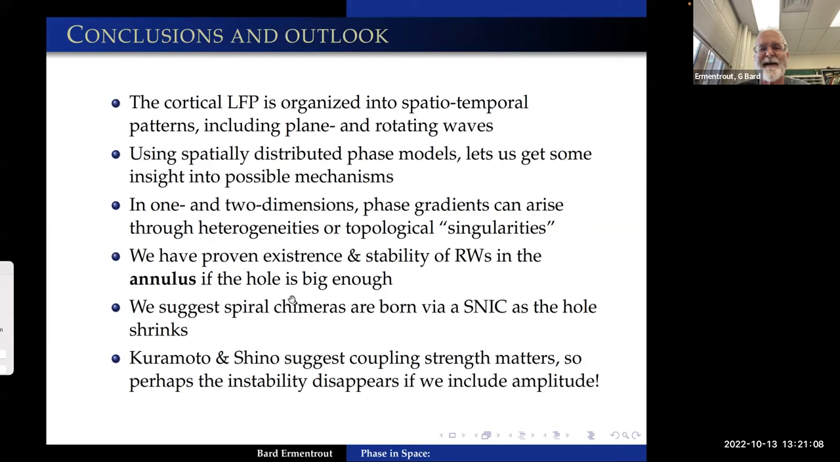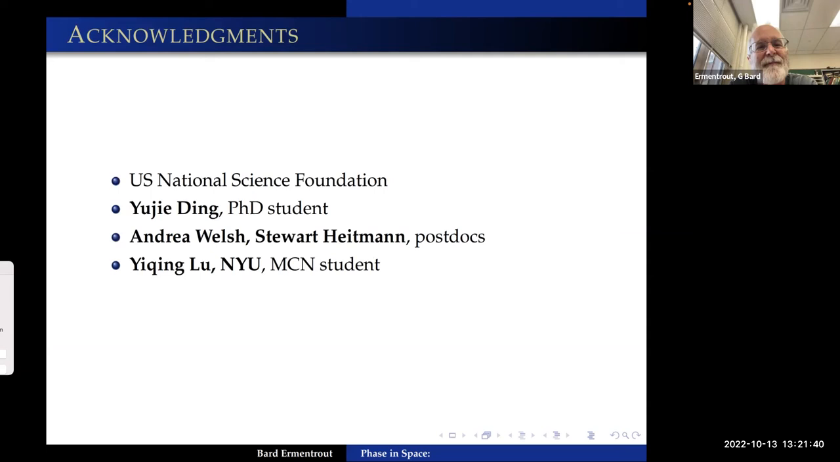Kuramoto and Shinomoto, this is recent stuff, or old stuff, suggest coupling strength. Their old paper matters. So perhaps instability disappears if we include amplitude. And finally, it's not here in the conclusions, I've suggested some possible utility of traveling waves in cognitive and perceptual cortical operation.